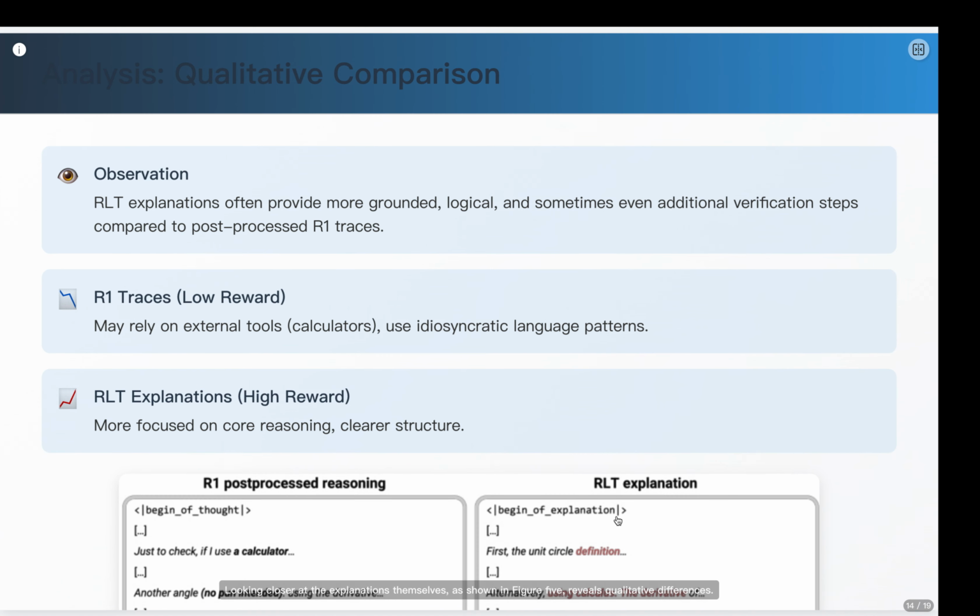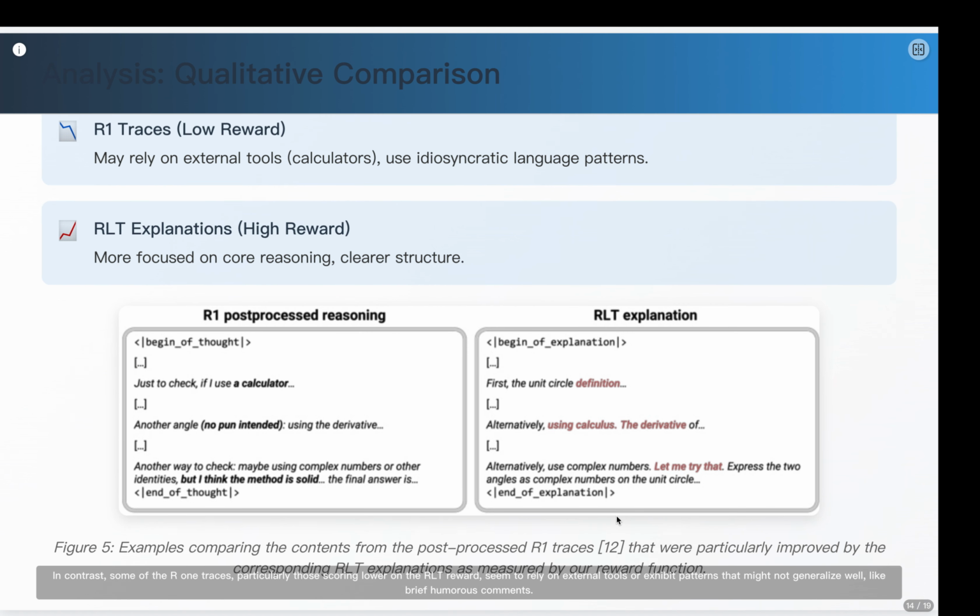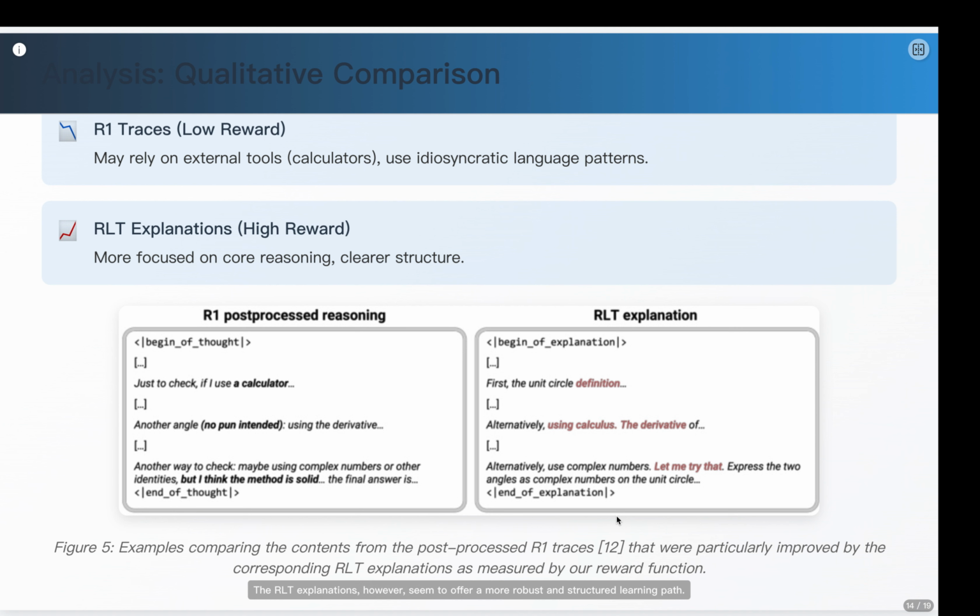Looking closer at the explanations themselves, as shown in Figure 5, reveals qualitative differences. The RLT explanations often appear more grounded in fundamental principles, providing clearer logical steps. In contrast, some of the R1 traces, particularly those scoring lower on the RLT reward, seem to rely on external tools or exhibit patterns that might not generalize well, like brief humorous comments. The RLT explanations, however, seem to offer a more robust and structured learning path. Does this suggest that the RLT reward function successfully guides the teacher towards producing more pedagogically sound explanations?